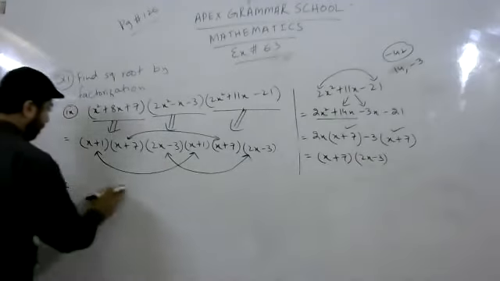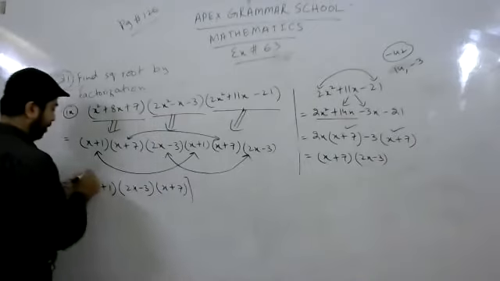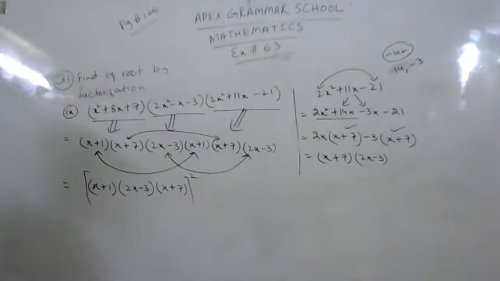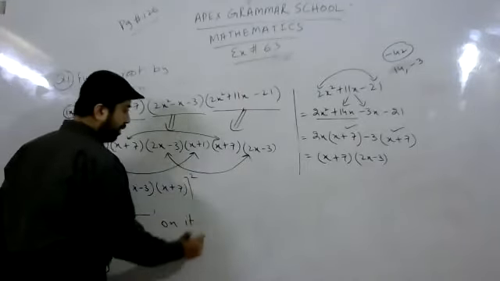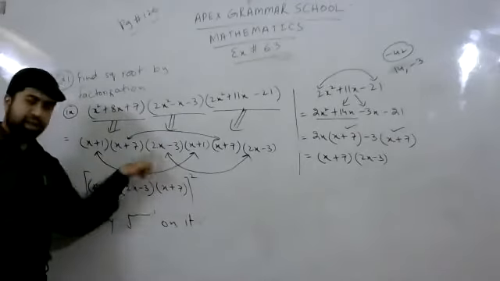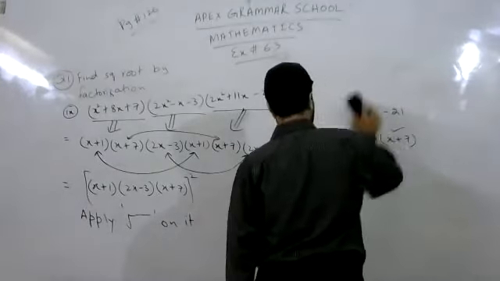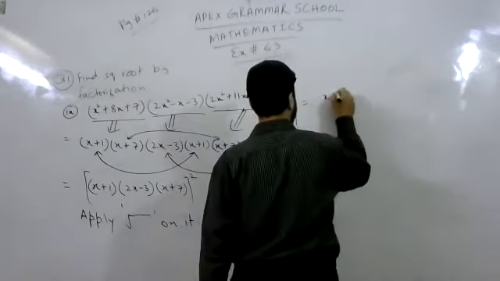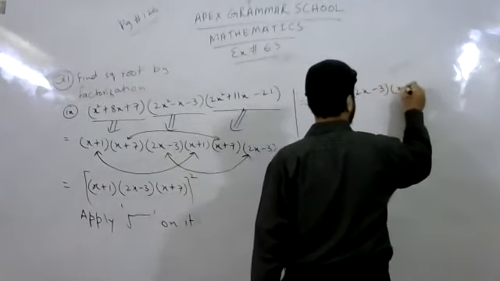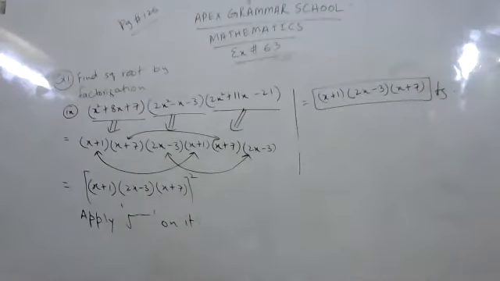So you can write this thing as x plus 1, 2x minus 3, x plus 7 whole square. After applying the square root on it, the square cancels with the square root and you are left with the answer only, that is beneath the square. So your answer will be x plus 1, 2x minus 3 and x plus 7. This is your answer. And that's part 9 that you have done easily.